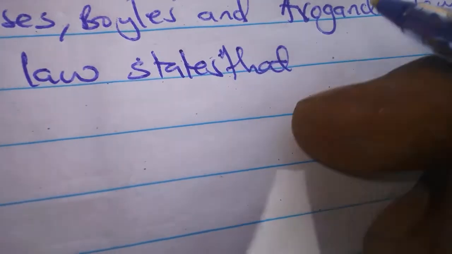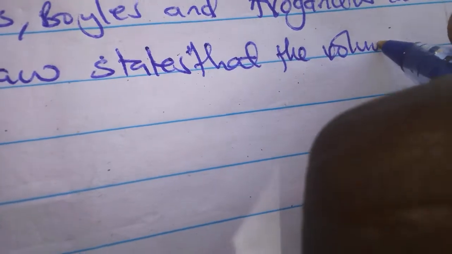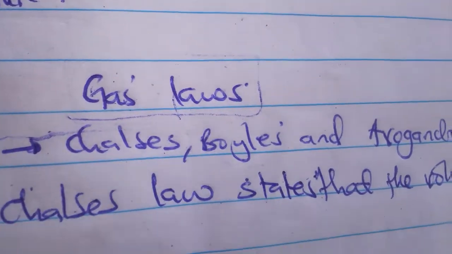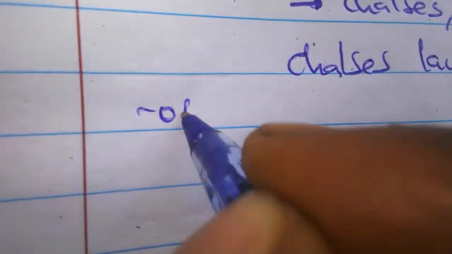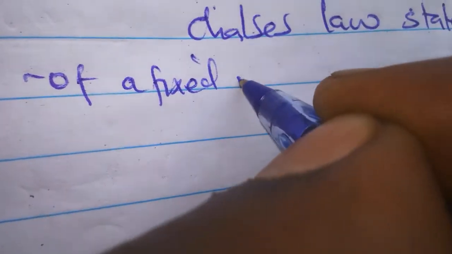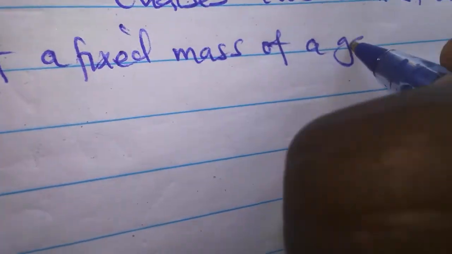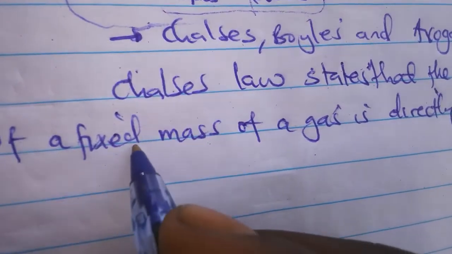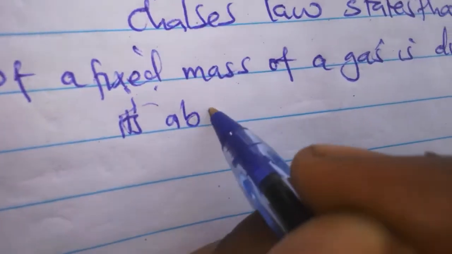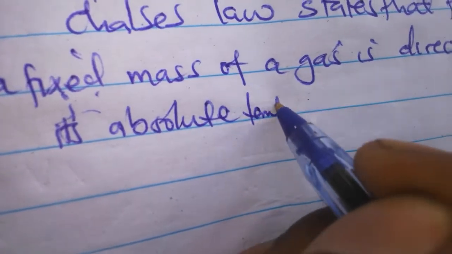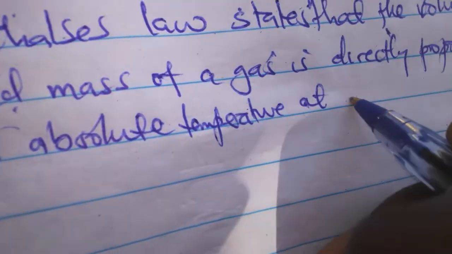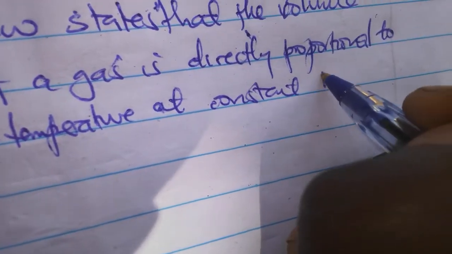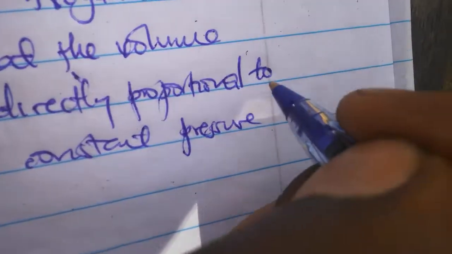states that the volume of a fixed mass of a gas is directly proportional to its absolute temperature at constant pressure and number of moles or amount.